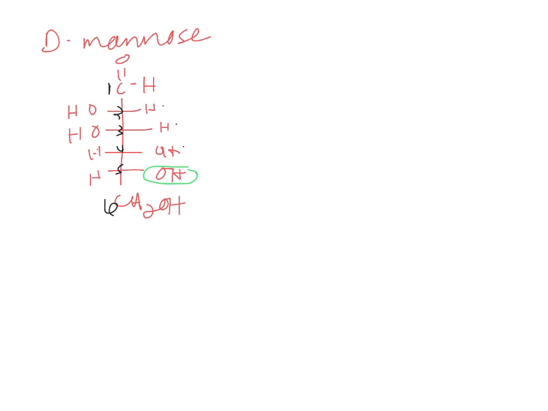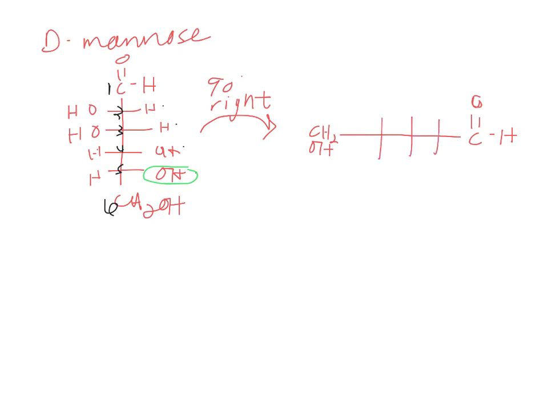Okay, but what I want you to do before the attacking is rotate this 90 degrees to the right. 90 degrees always to the right. Always, always, always. If you go to the left, you will mess this up. So when I go to the right, that puts these ones up and these ones down. I'm not going to draw the other hydrogens. Just please know that on the opposite side is a hydrogen.